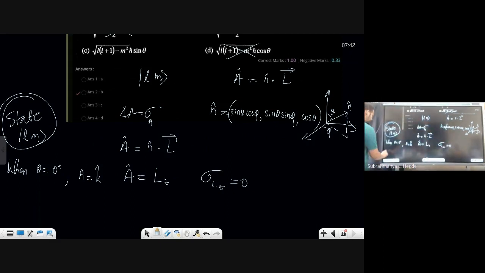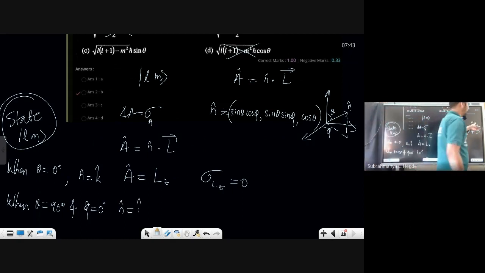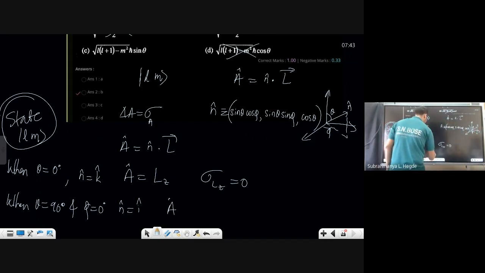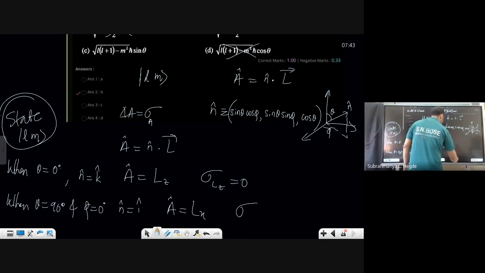Now, when theta is equal to 90 degree and phi is equal to 0 degree, I'll take it like this. That is, n cap is i cap. Theta equal to 90 degree, phi equal to 0 is along the x axis. Then a cap will be Lx. Now you need to find sigma Lx. Sigma Lx will be non-zero. You need to find this so that you can eliminate one more option.